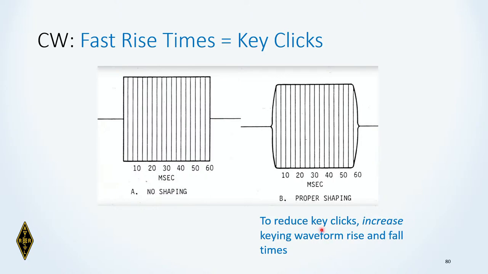To reduce key clicks, and there's something real easy to get backwards here, to reduce key clicks, increase keying waveform rise and fall times. Now, with this one here, notice it takes some amount of time to go from zero up here, so we're increasing the rise time. Real easy to get that backwards. This is a fast rise time, this is a slower rise time. So we want to increase the keying waveform rise and fall times to get rid of key clicks.